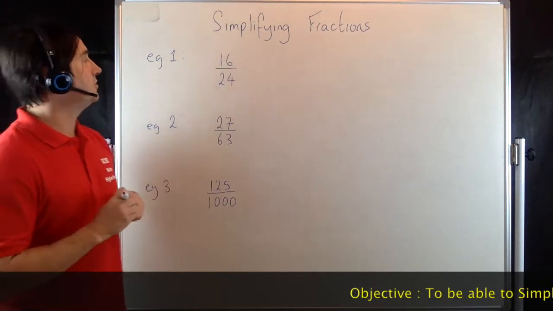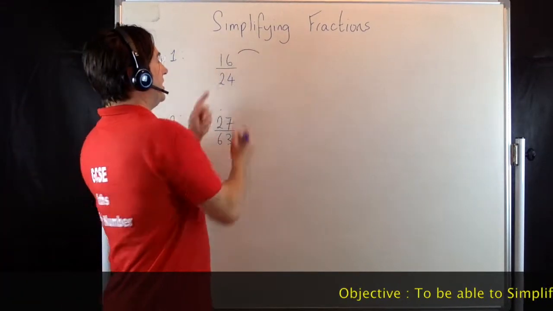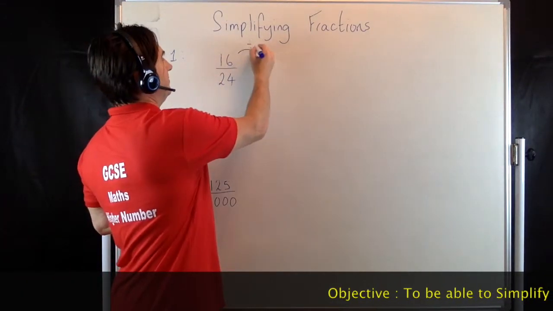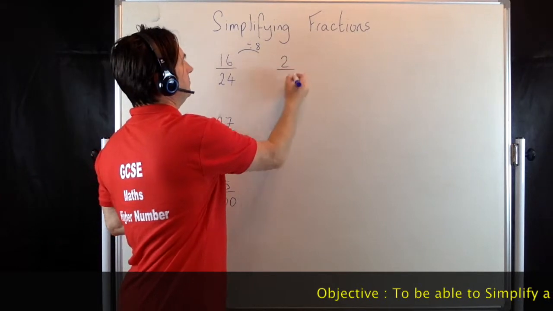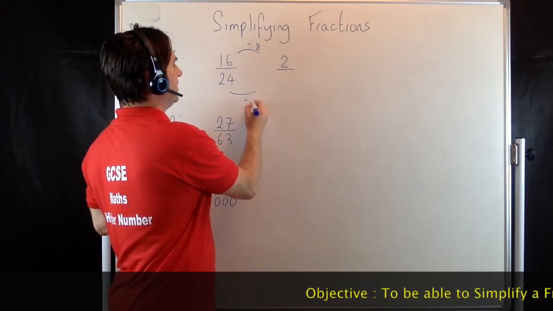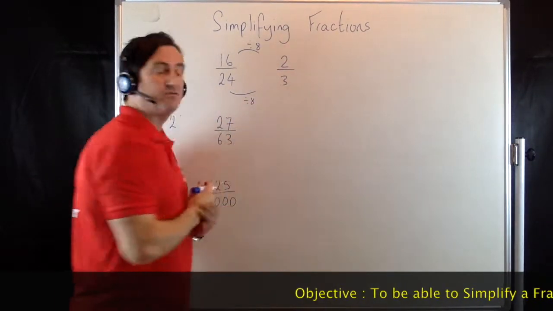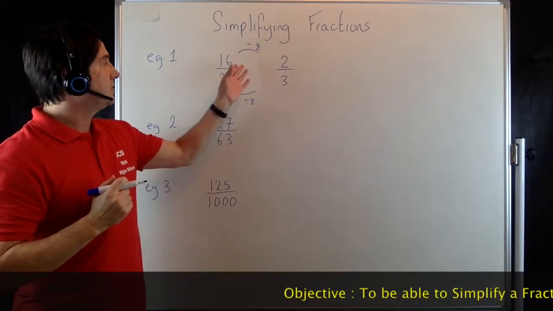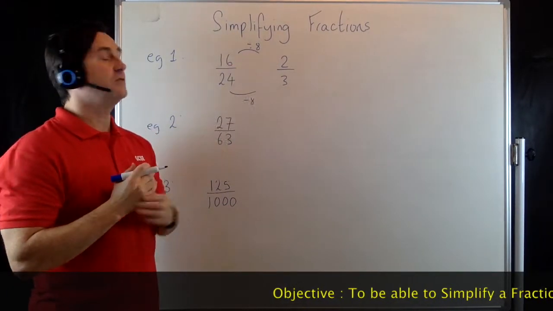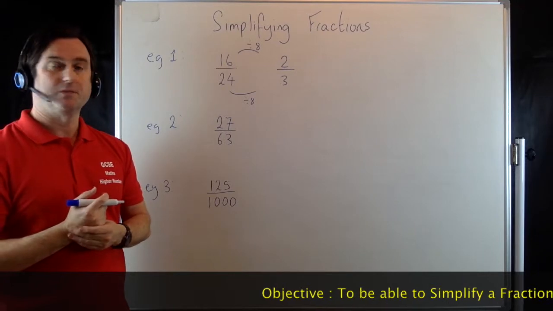So my answer is going to become 16 divided by 8, which is 2, and 24 divided by 8, which is 3. So 16 over 24 reduces to 2/3 in its lowest terms.